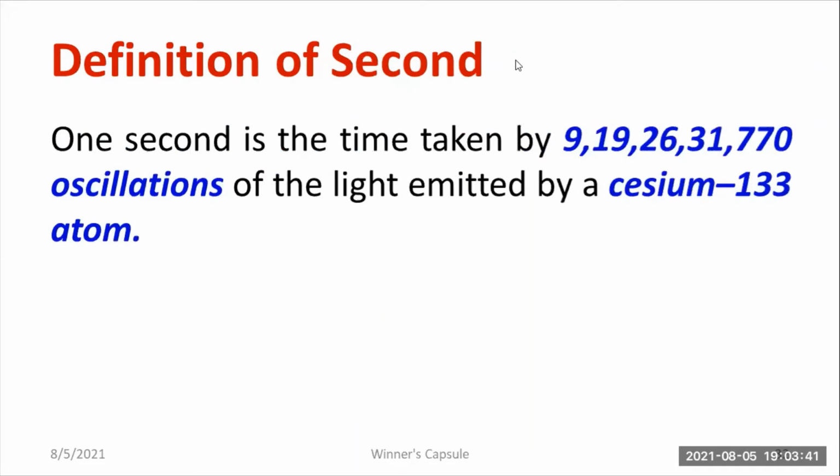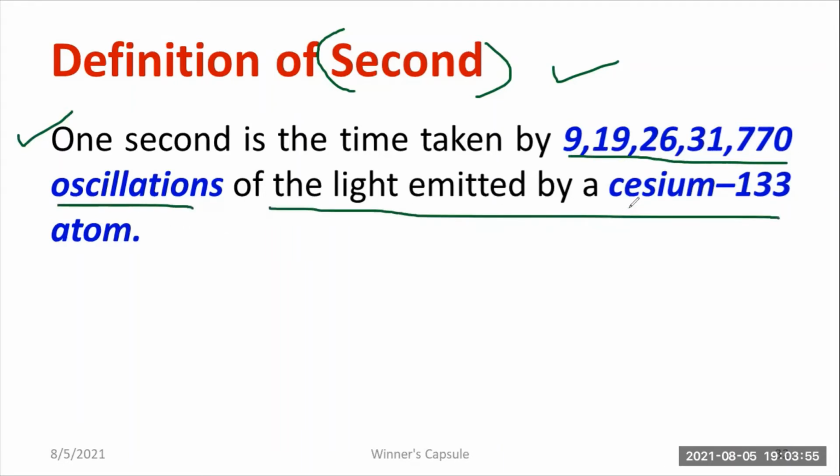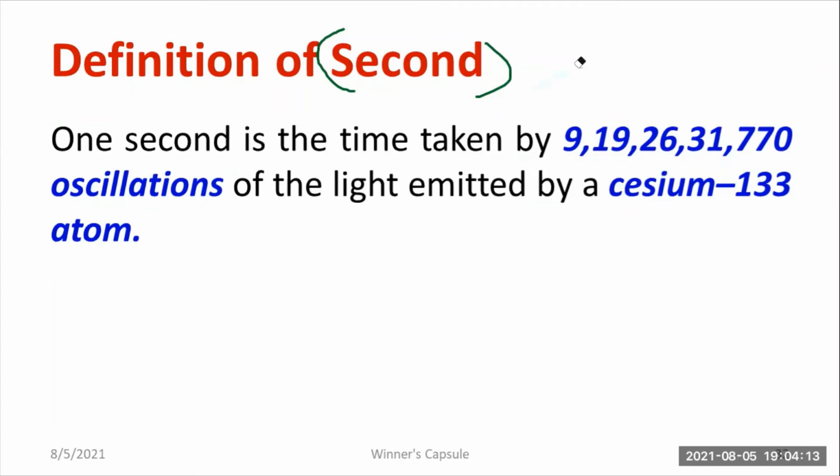Let us define the second. It's a standard unit, or you can call it the SI unit of time, obviously. 1 second is the time taken by this much of oscillations of the light emitted by one of the elements, namely the cesium-133 atom. Okay, so that is the definition of second. So you have to remember the definition. 1 second is the time taken by this much of oscillations of the light emitted by the cesium-133 atom. So this you have to remember.